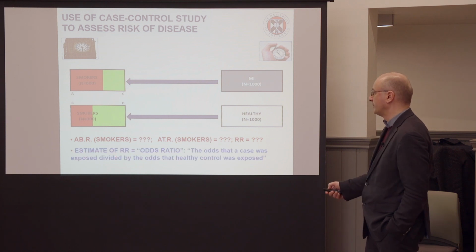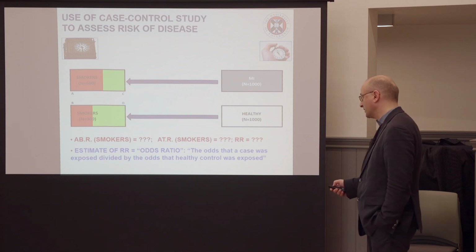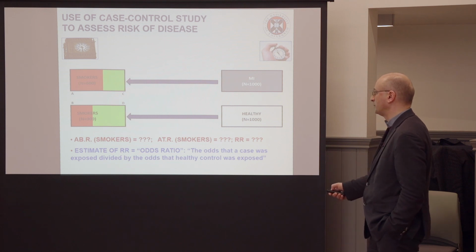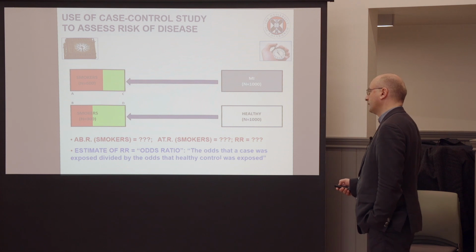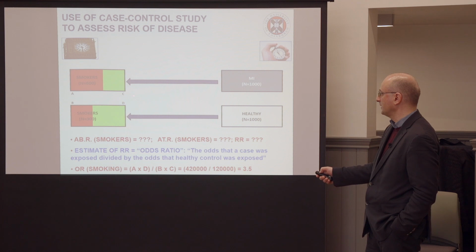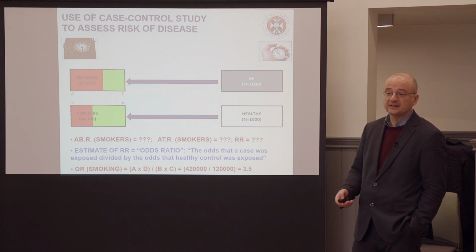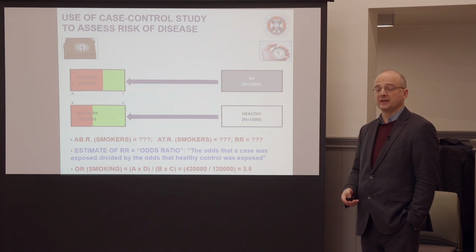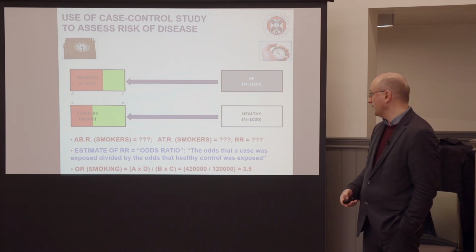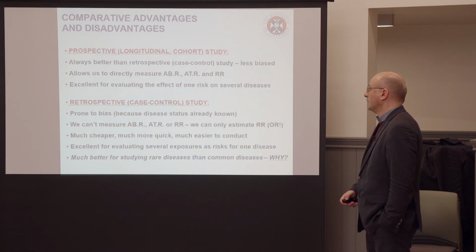All you can have is an estimate of relative risk, which is called odds ratio, and that is the odds that a case was exposed divided by the odds that a healthy control was exposed. And this is how you calculate it. If this is A, C, B, and D, then this is how you calculate it. You get 3.5, and that's actually quite close to what we believe relative risk for smoking to be in relationship to myocardial infarction in this case.